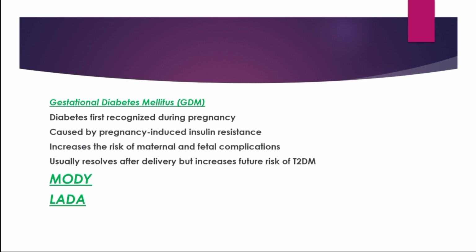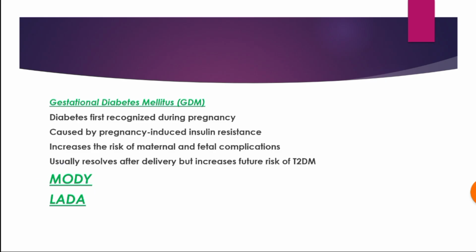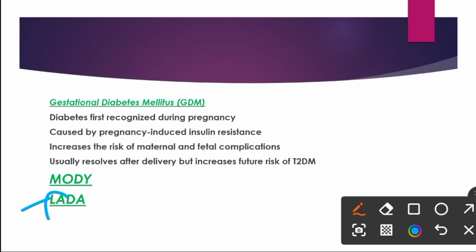Fourth one is MODY. MODY stands for maturity onset diabetes of the young, which means that in young patients there is a feature of type 2 diabetes, that is increased insulin resistance. Fifth one is LADA. LADA stands for latent autoimmune diabetes in adults. Usually in adults insulin resistance occurs, but in such patients who are older, there is autoimmune destruction of the pancreatic beta cells, which means that in adults there are features of type 1 diabetes, and this is LADA.